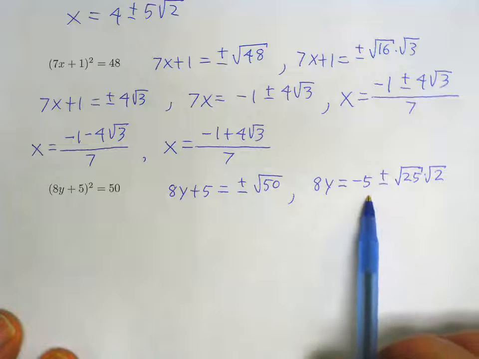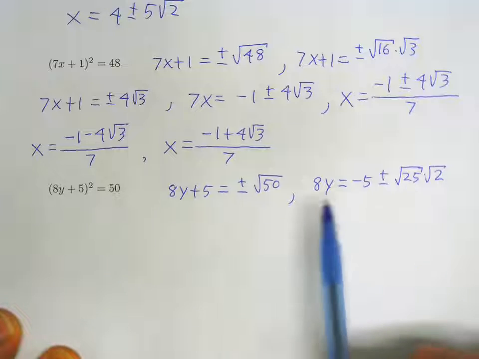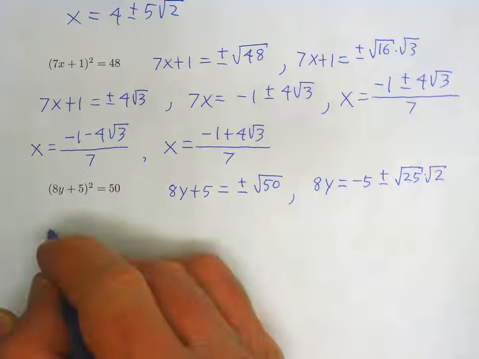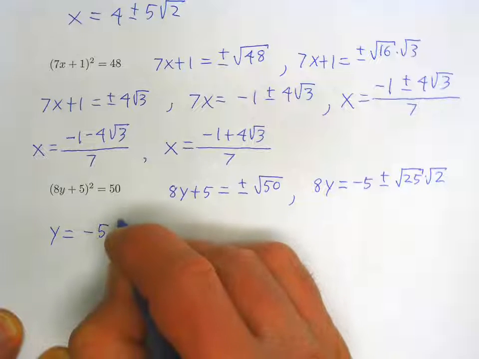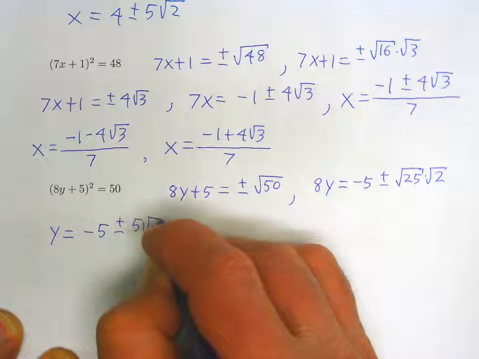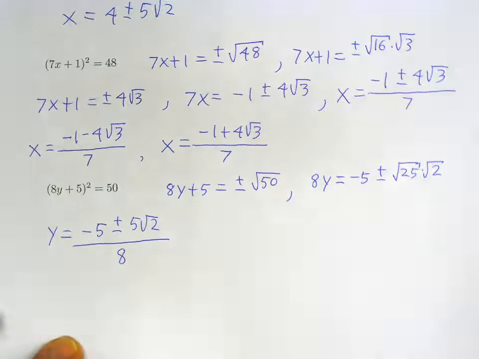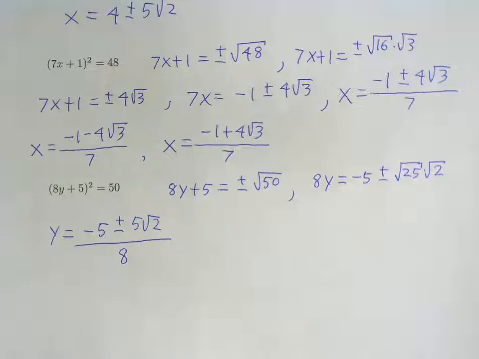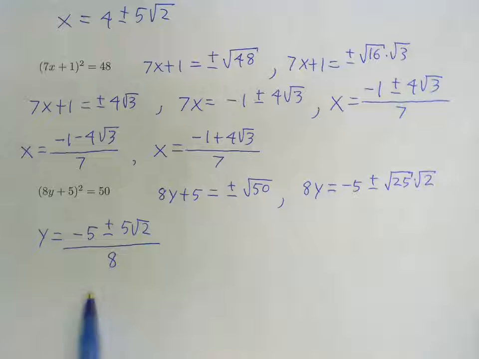Okay, then in the next step, we'll do two things. We'll simplify the square root of 25 and also divide every term on both sides by 8. So we'll get y equals, in the numerator, negative 5 plus and minus 5 times the square root of 2, all divided by 8. Unless you want to write the solutions separately, you can do that, or leave it in this form. This is as far as we can take it.